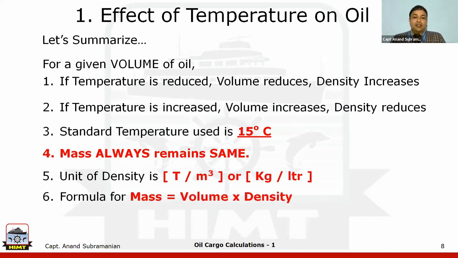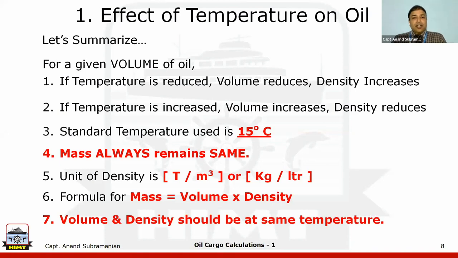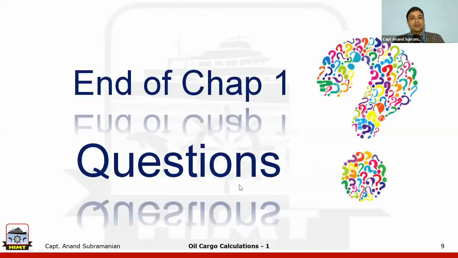And finally, the formula for the mass, that is the weight, is volume into density. Again, remember, the volume and the density both have to be at the same temperature. If the volume is at a different temperature and the density is at a different temperature, the answer will not be correct. So the density and the volume have to always be at the same temperature for formula number 6 to be used. Mass is equal to volume into density.